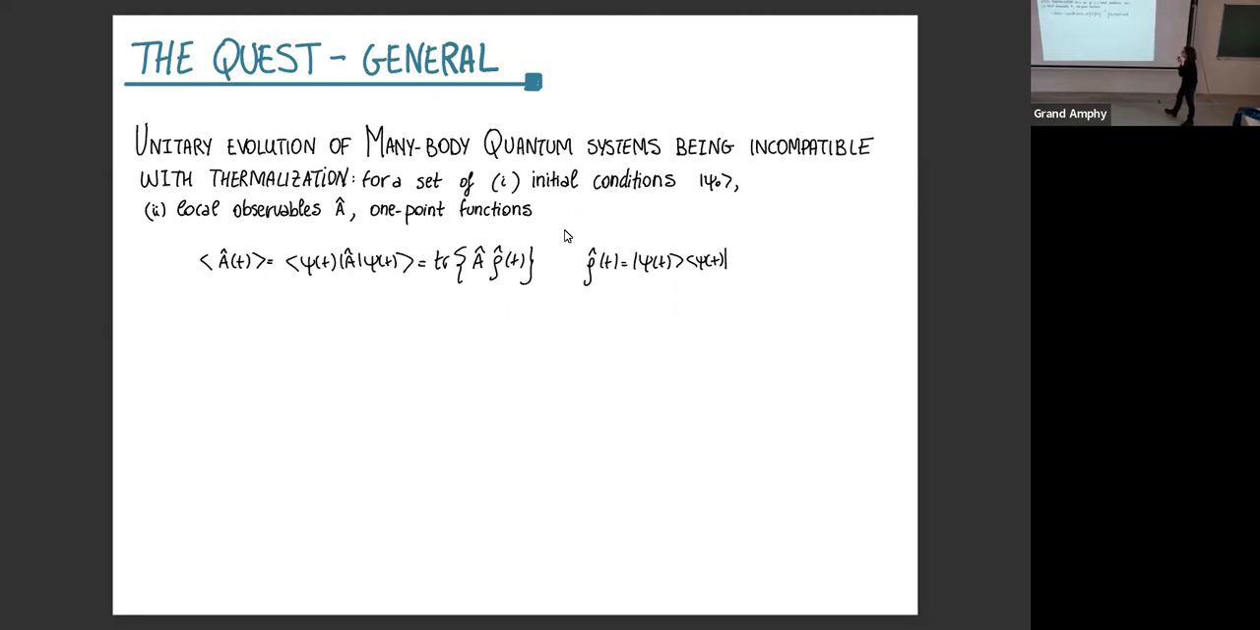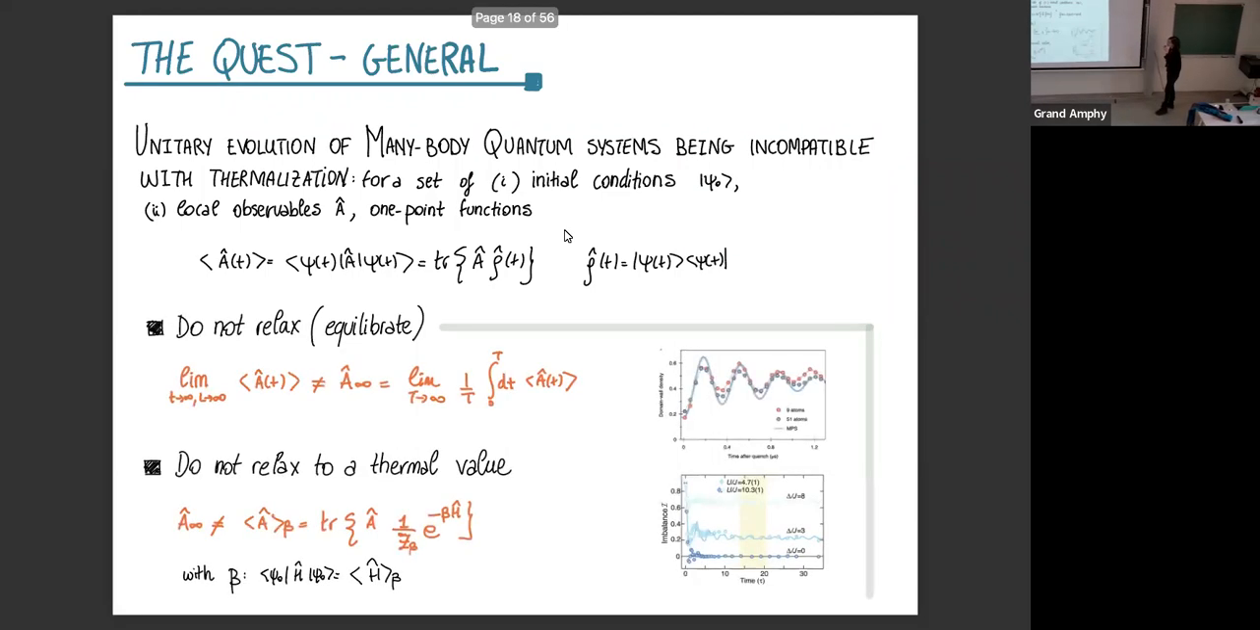So you look at expectation values of these local observables on your time evolving state, which of course you can write as the trace of the observable against the density matrix, which describes your system at time t. Then what you find is that either this 1-point function, let's say, does not reach some stationary value. That is what would correspond to equilibration or relaxation. So this is usually referred to as equilibration.